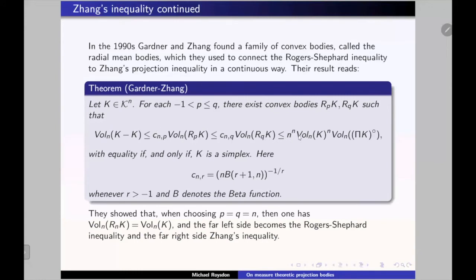Here, if you again replace this guy, you get 2N choose N. Here you get volume of K, and here you get volume of K to the N. You move volume of K over, you move N to the N over, you have 2N choose N over N to the N, volume of K to the N minus 1, volume of the polar projection body of K, and you get Zhang's inequality, which is very, very nice.